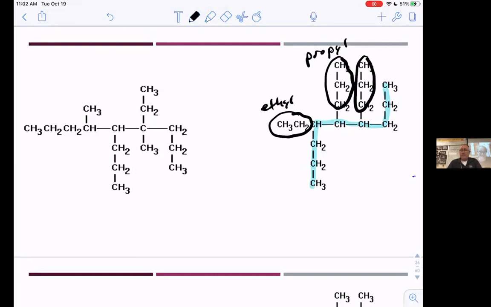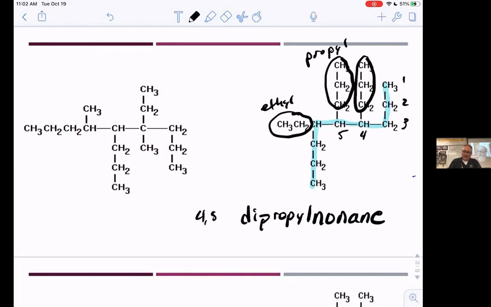So there's probably 2 different ways that you could name this. Nevertheless, I forgot: 1, 2, 3, 4, 5, 6, 7, 8, 9. So 9, it's going to end in ane. I have 2 propyl groups and an ethyl group. So I'm going to put my dipropyl here, 3 carbon groups. If I number from this way, it's 1, 2, 3, 4, 5. So 4, 5. And then the last one would be on carbon 6, my ethyl group. Ethyl on carbon 6. This is carbon 6 and 7, 8, 9. So 6-ethyl, 4,5-dipropylnonane.